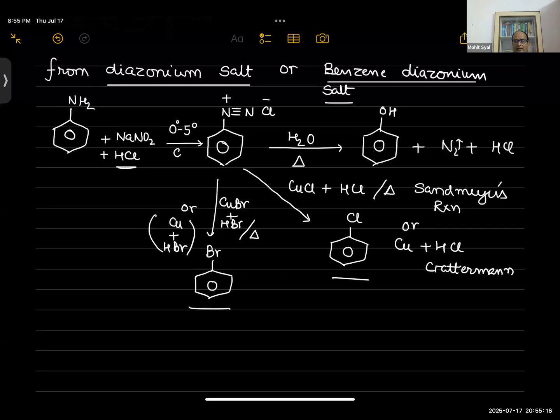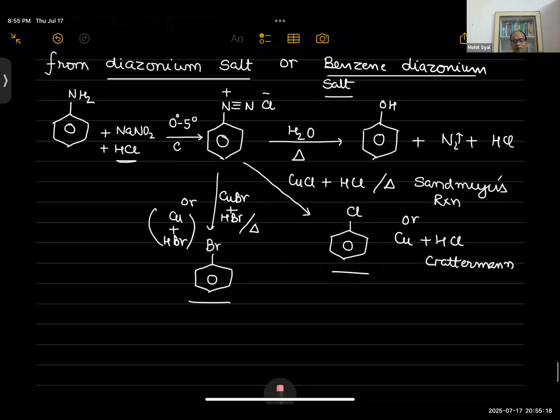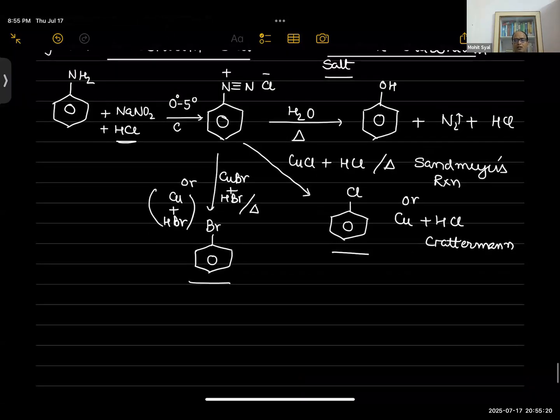With CuBr and HBr it is Sandmeyer. The names are different, but the purpose is the same. So you can get back from aniline: you can get chlorobenzene, bromobenzene. That is the preparation of haloarenes from the previous chapter, and this is the preparation of phenol. Got it? I hope this is clear to all of you.